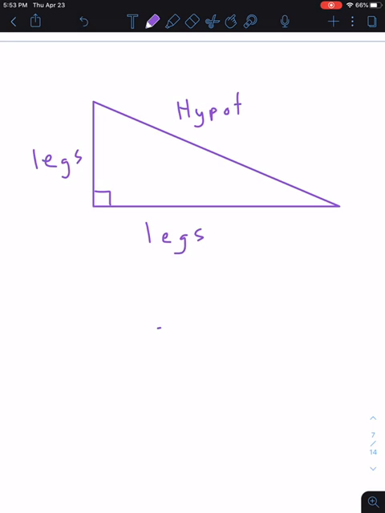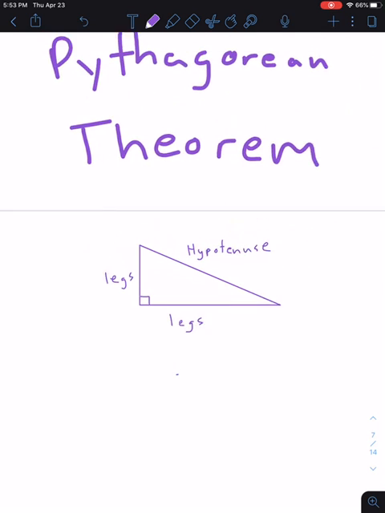Hypotenuse, spelled exactly how it sounds. So we've got two legs and a hypotenuse on a right triangle. All right triangles have this. It's a very important thing to remember.